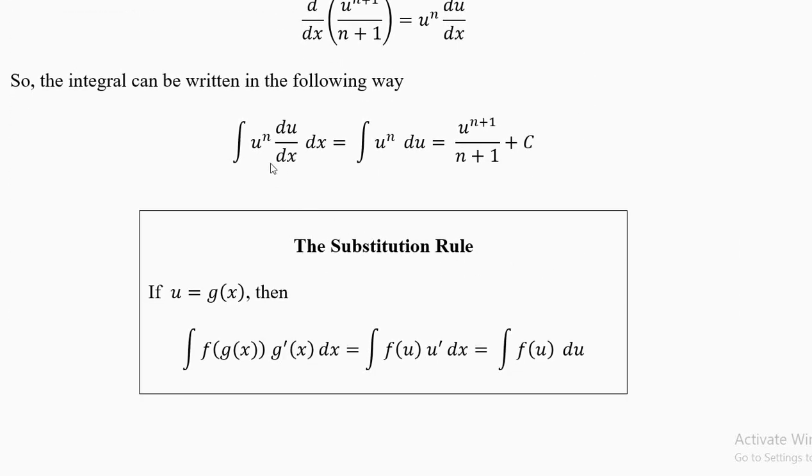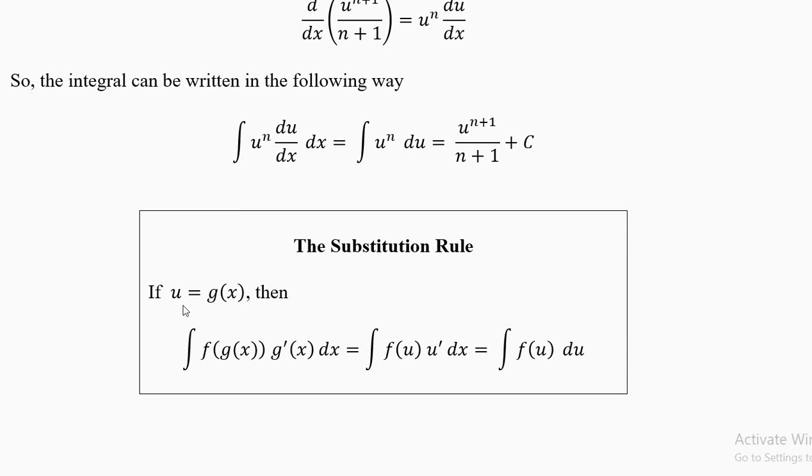So you can write the integral of u power n du by dx as u power n du. So you'll have a compound function, a function of a function, and its derivative will be sitting outside, which you can write as u power n du, and the function is the power function. We'll get u power n plus 1 divided by n plus 1.